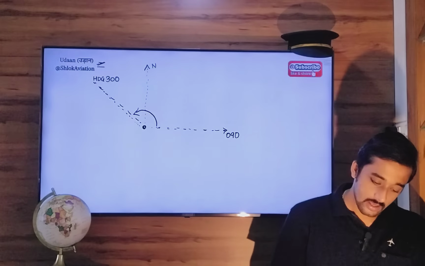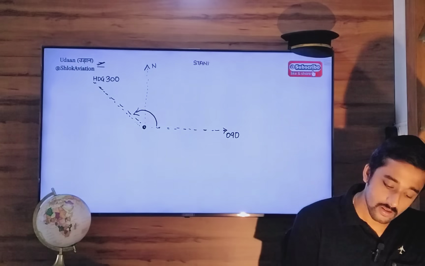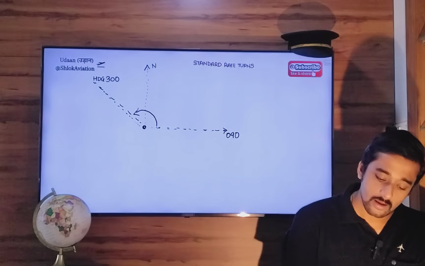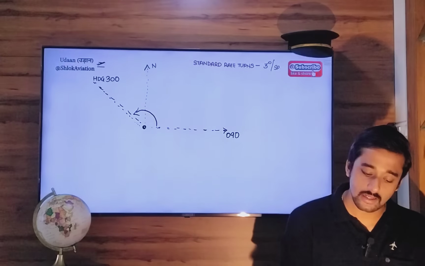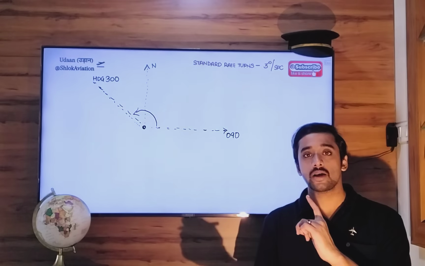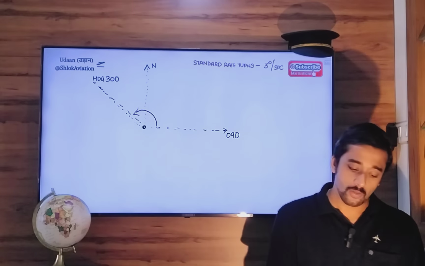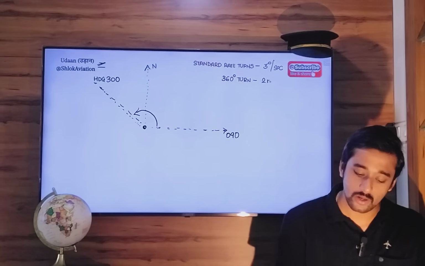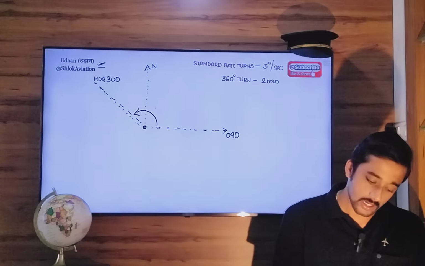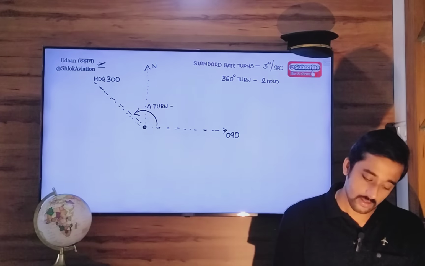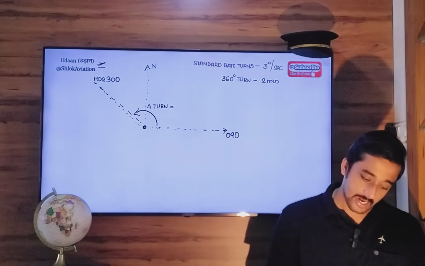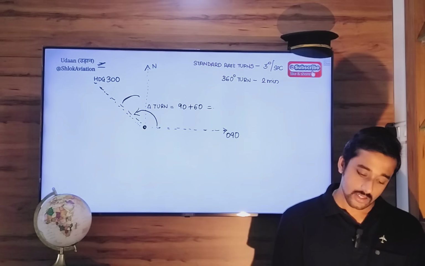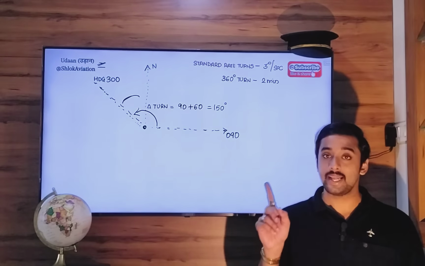Now all standard rate turns are 3 degrees per second. That means whenever you are making a standard rate turn, you are turning 3 degrees every second. So to make a complete 360-degree turn, the total time taken will be 2 minutes, 120 seconds. Now in this case, we have to turn 90 plus 60, so 150 degrees. So we have to make a total 150-degree left turn.